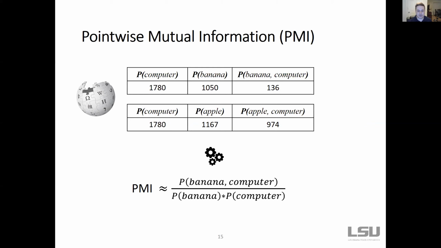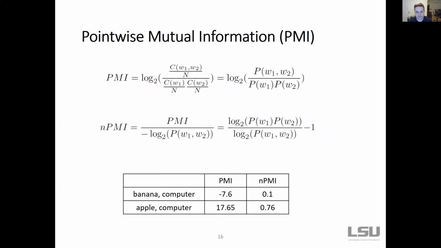Then I get a number between minus infinity and infinity that tells me how close these words are to each other. For example, in our analysis here, banana to computer is minus 0.67. The number is negative, which means they're not really that related. However, apple and computer have 17.65, which means they're really related. Now, we usually plug that number into this normalized equation just to get a score between 0 and 1, where 0 means that two words are not related at all, and 1 means that two words are very related. This is called the pointwise mutual information between two words.